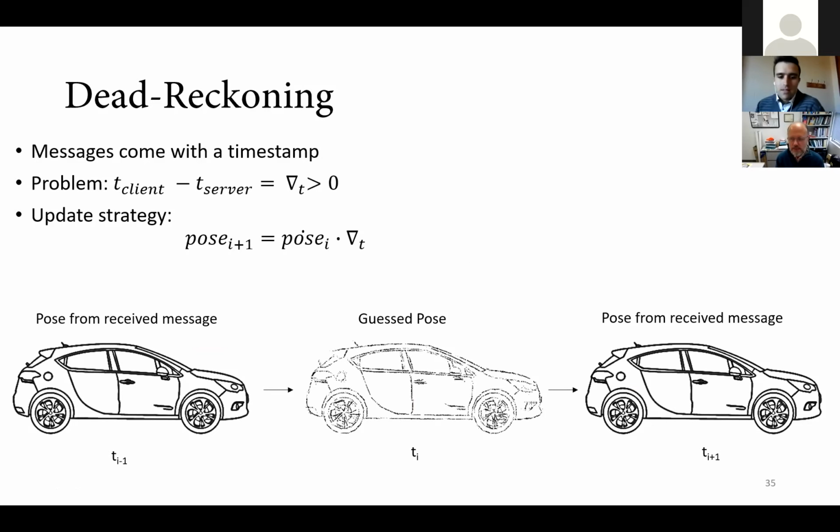We also implemented dead reckoning. Dead reckoning is a strategy that we use whenever we have a message that is behind the time of our simulation. It does not happen often, so luckily the communication is fast enough to not use dead reckoning a lot. But whenever we check and find that the time of the client is behind the time of the server, what we do is basically Euler integration, guessing the pose in the next state. Whenever we get back a fresh message, we just use that.